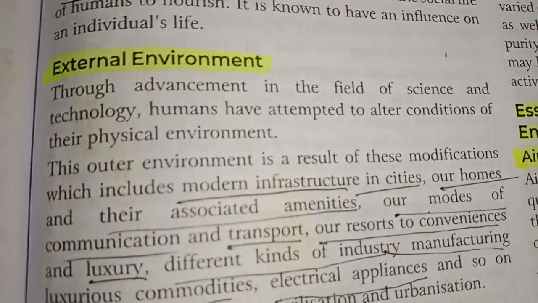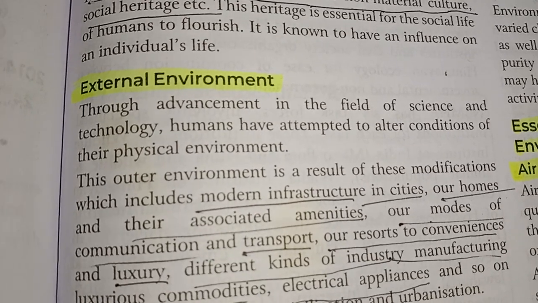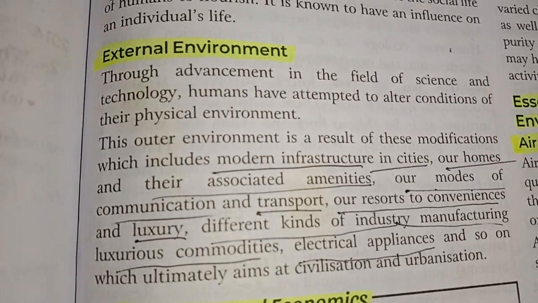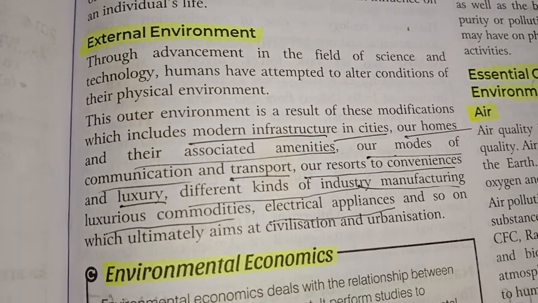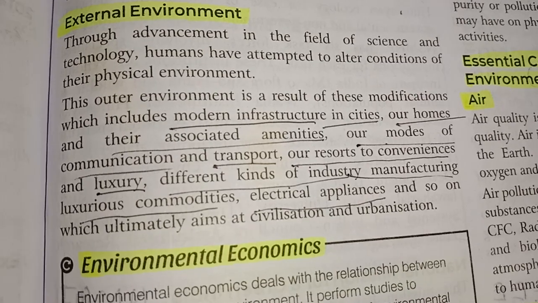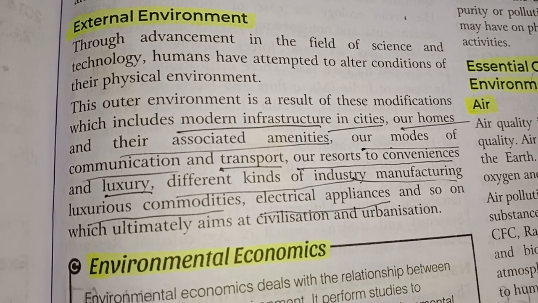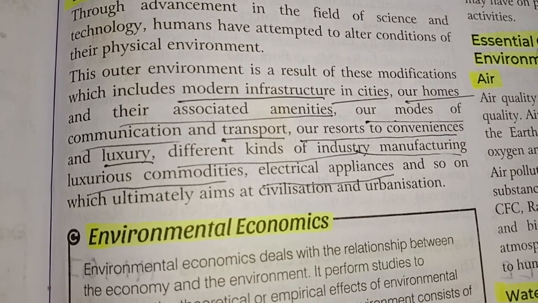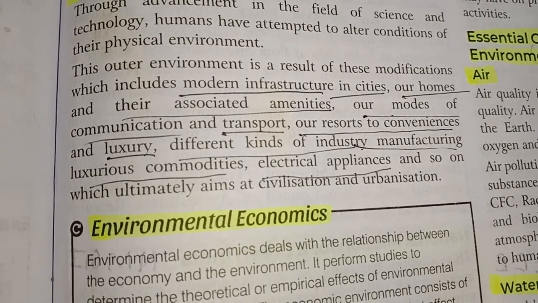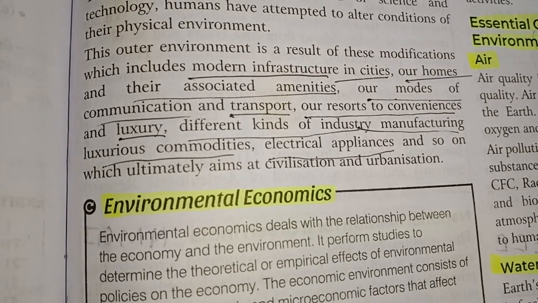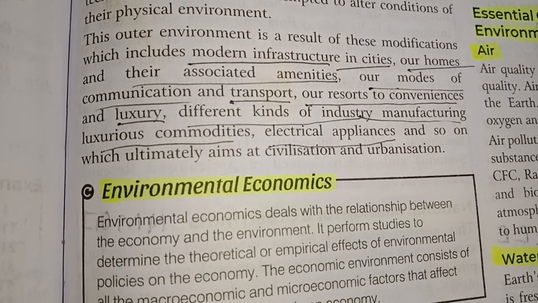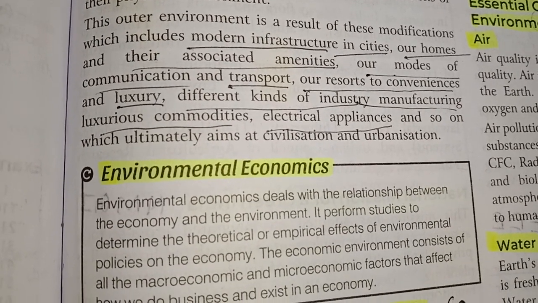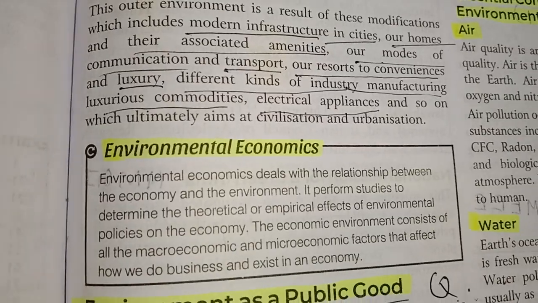External environment. Through advancement in the field of science and technology, humans have attempted to alter conditions of their physical environment. This outer environment is a result of these modifications, which includes modern infrastructure in cities, our homes and their associated amenities, our modes of communication and transport, our resorts to conveniences and luxury, different kinds of industry, manufacturing, luxurious commodities, electrical appliances and so on, which ultimately aims at civilization and urbanization.